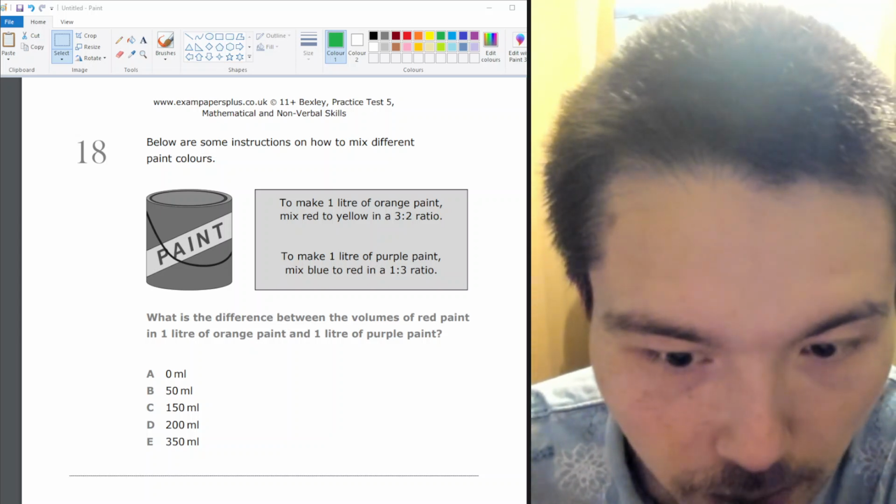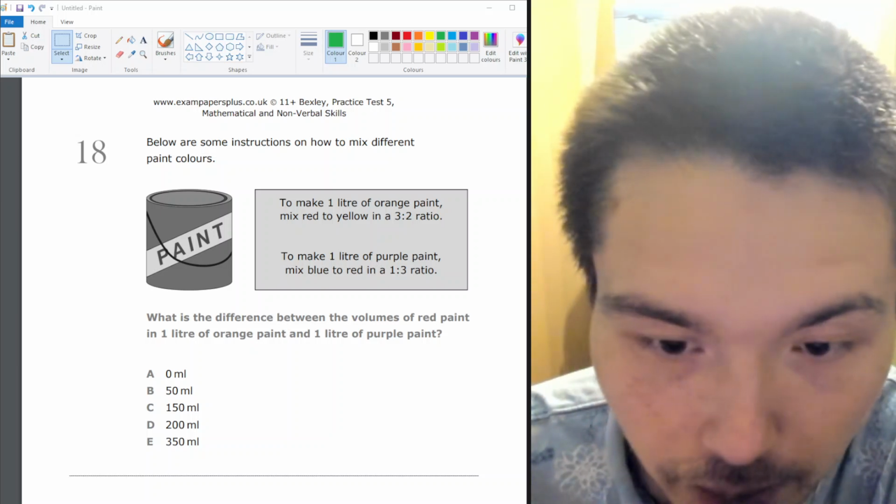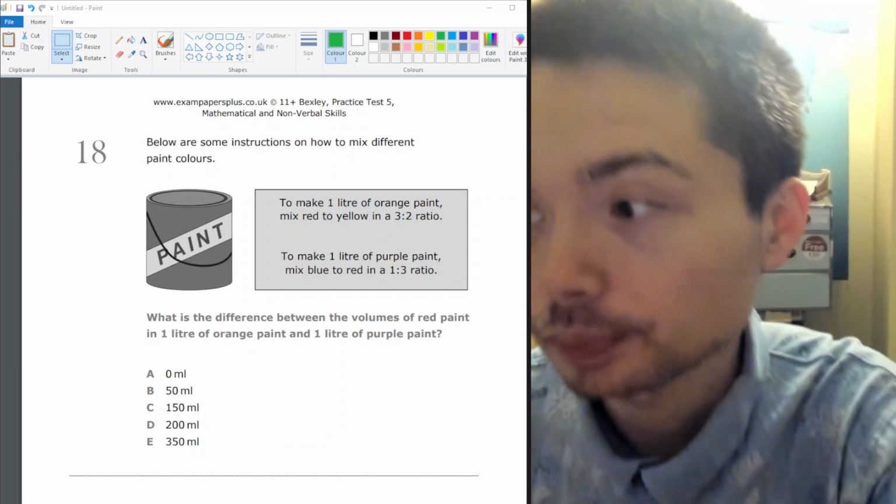Step 1, turn the mic all the way up so you can hear me clearly. I will now step back.